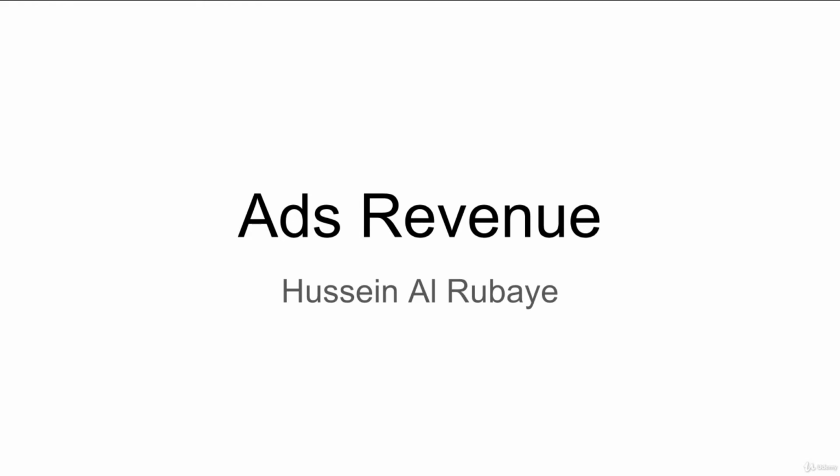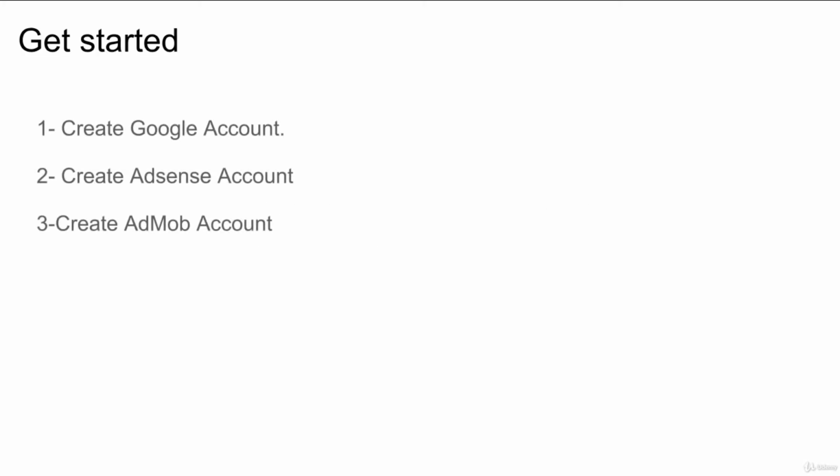Hey everybody, let me talk in this video about ads revenue and how you could gain money from your application. So let me tell you the points. First of all, you have to create 3 accounts: Google account, then AdSense account, then Admob account. First you just create a Google account, then you could log into these 2 accounts. So why these 2 accounts?